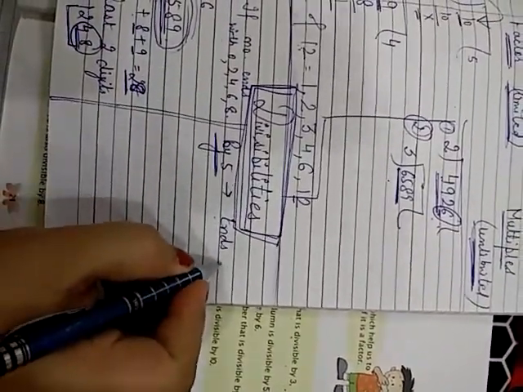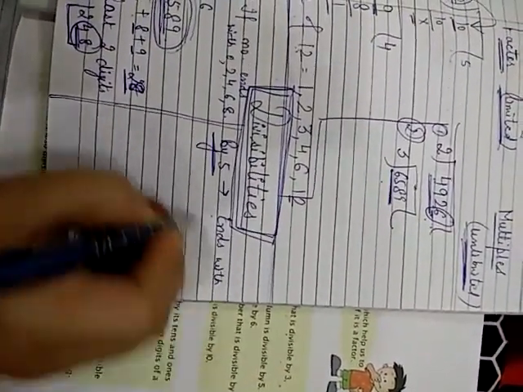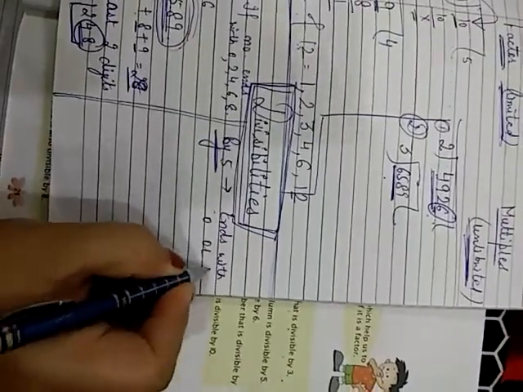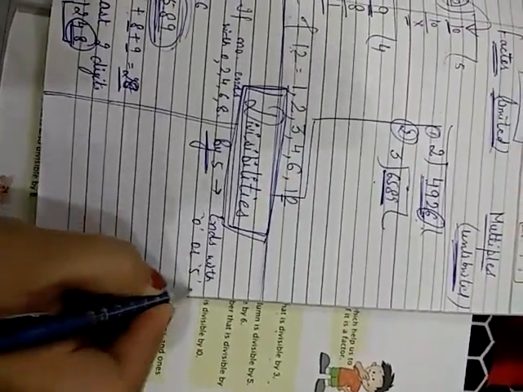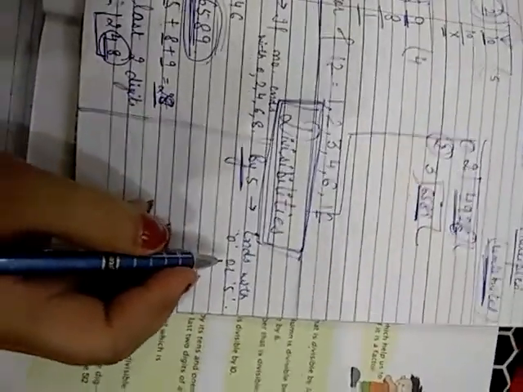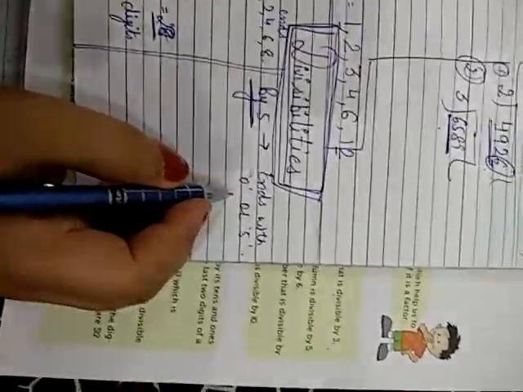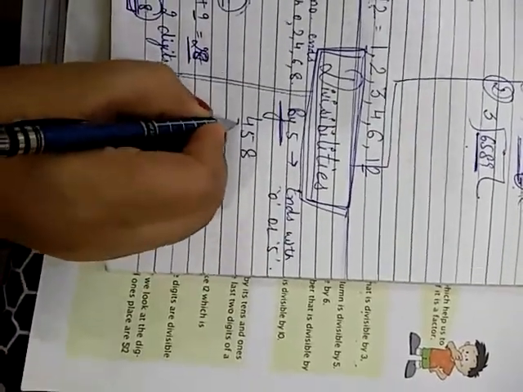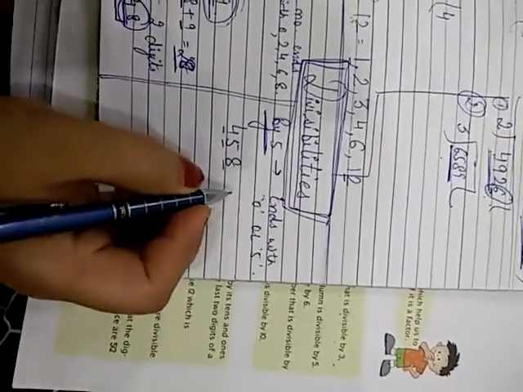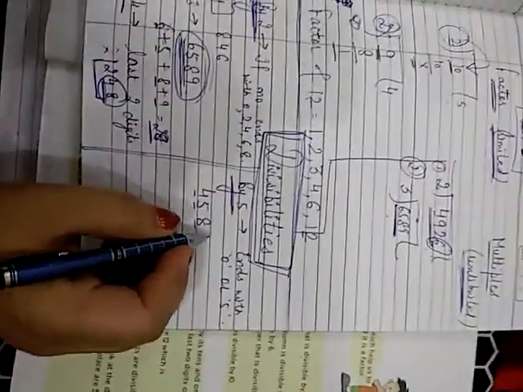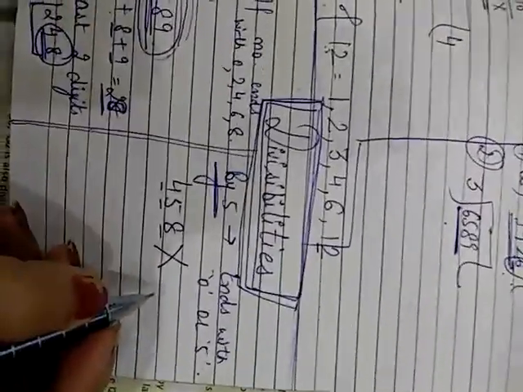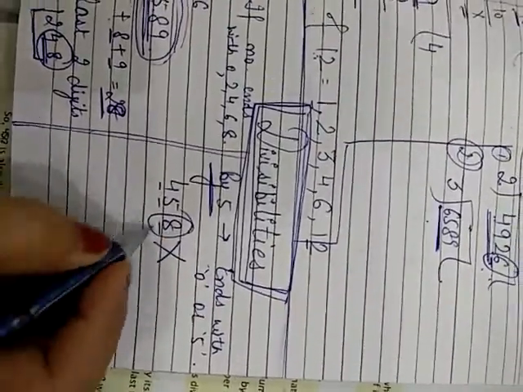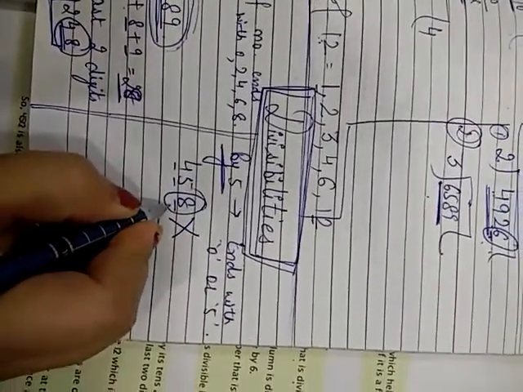If the number ends with 0 or 5, then that number is divisible by 5, otherwise not. For example, 458. Now tell me, is this number divisible by 5 or not? No, this number is not divisible by 5 because it is neither ending with 0 nor with 5.